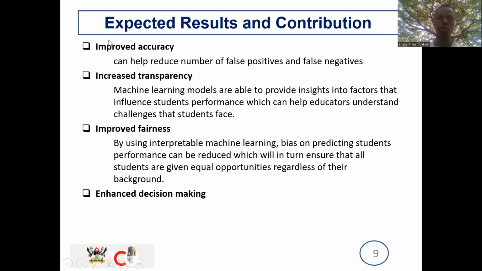Expected results: we expect improved accuracy with the model and increased transparency, as I talked about. It should be accurate and transparent, and it should be fair, and then it should enhance decision making. So we expect our model to be very accurate in making predictions, given the sets of data, and it should be transparent when making those decisions. It shouldn't have any bias, and lacking bias means it has to be fair, and then it enhances decision making. Like the administration can base on its results to make decisions for the betterment of their schools.